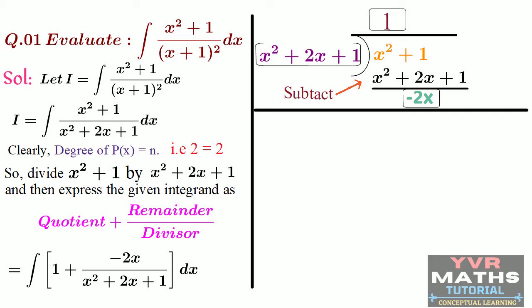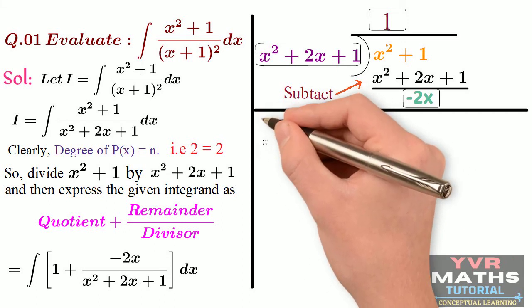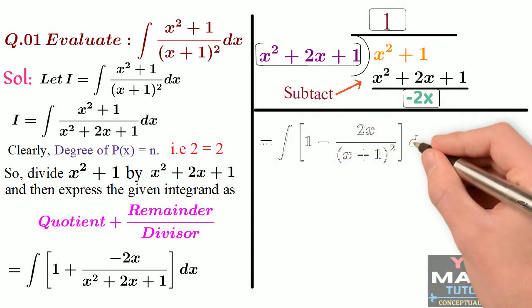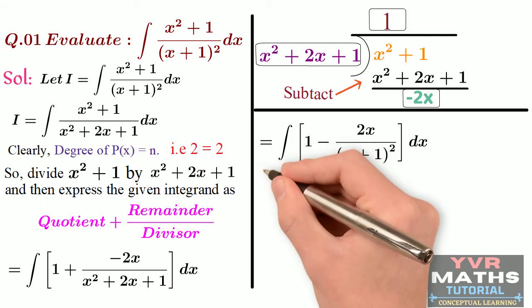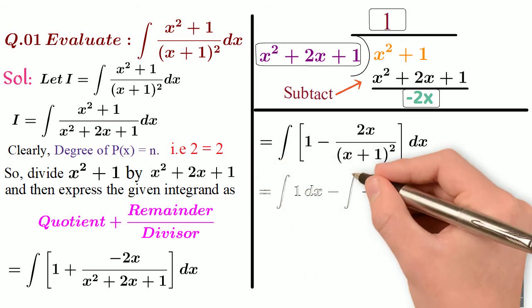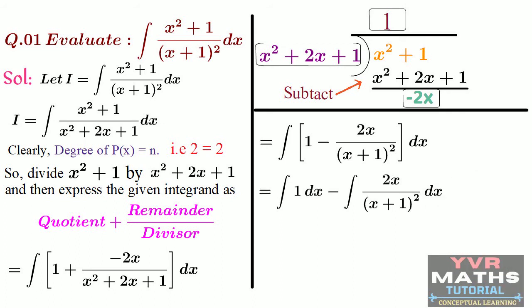Now, in the second term, the denominator part again I am going to write in a plus b whole square format. That means the next step is integral 1 minus 2x by x plus 1 whole square dx. By using basic properties of integrals, apply individual integrals. Then the next step is integral 1 dx minus integral 2x by x plus 1 whole square dx.